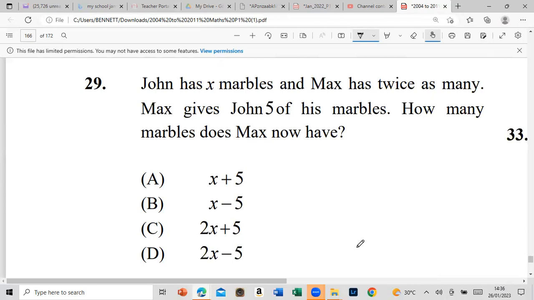Alright. So John has x marbles and Max has twice as many. Max gives John 5 of his marbles. How many marbles does Max have? Alright, so we are doing this one on the earlier paper.